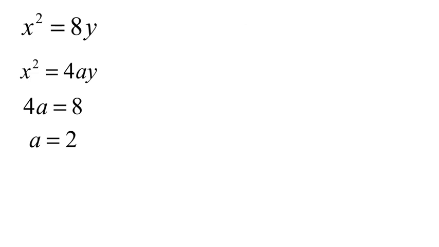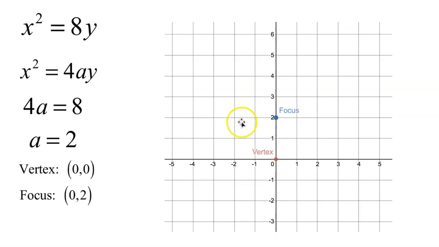So a is 2. Our vertex, remember, was at the origin. So our vertex is 0, 0. It's an opening upward parabola. x squared equals 4ay with a positive, opening upward. The graph always engulfs the focus, so the focus is above. So our vertex is 0, 0. Our focus is 0, 2. Opening upward, the parabola will engulf the focus. That's going to be our perspective.